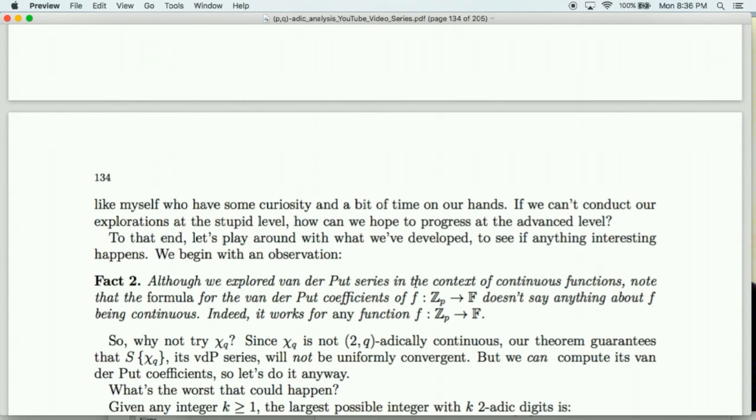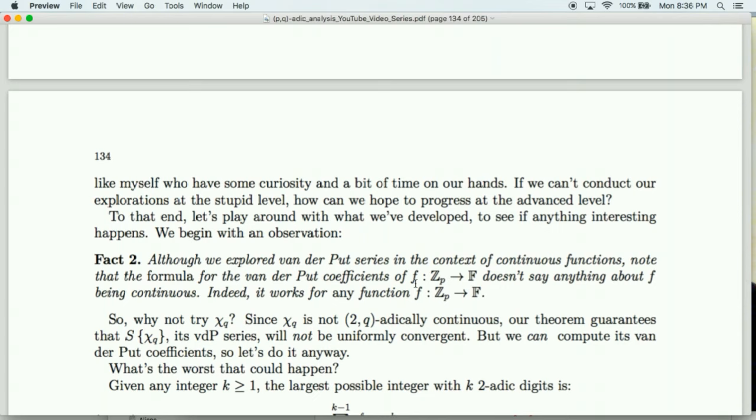To that end, let's play around with what we developed to see if anything interesting happens. Begin with an observation. Although we explored the van der Put series in the context of a continuous function, note that our formula for the van der Put coefficients only requires that we know the values of f on the non-negative integers. So we can use that formula for any function, not just continuous functions. So why not try chi q? In fact, since chi q, as we saw, is not too q-adically continuous, its van der Put series will not converge uniformly to chi q. But we can compute the series anyway, so why not try it? What's the worst that could happen?